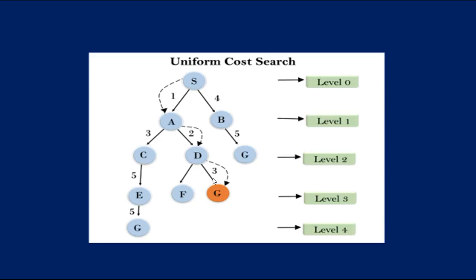Considering the completeness of this algorithm, uniform cost search is complete, such that if there is a solution, uniform cost search will find it. Time complexity will be order of b power m plus c star slash epsilon. Here c star is the cost of the optimal solution, and epsilon is each step to get closer to the goal node. Then the number of steps will be c star over epsilon plus 1.